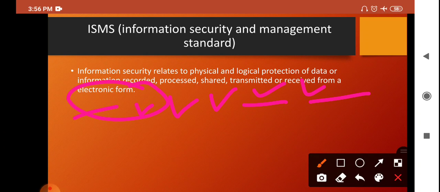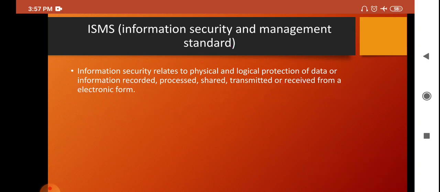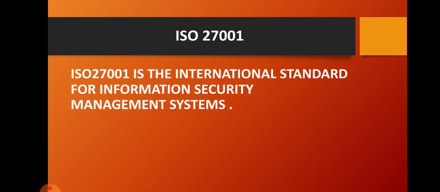Now, what does this information security management standard mean? It protects the data physically and logically. It protects my information which is processed, recorded, shared, transmitted and received by someone else in an electronic form. So it is meant for protecting the data which is transferred through an electronic form. ISMS is just a process where the protection of data is done. Whichever data is passed through the electronic form will be protected by the information security management standard. For that, ISO 27001 is the international standard.